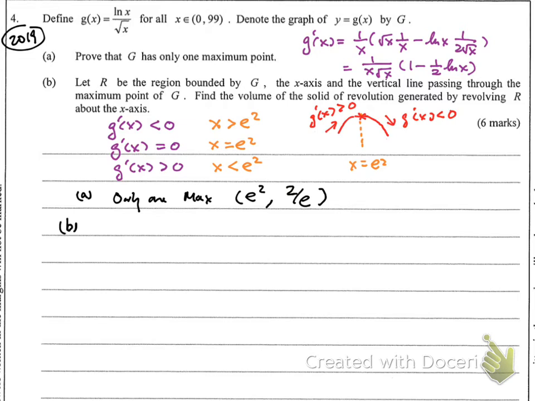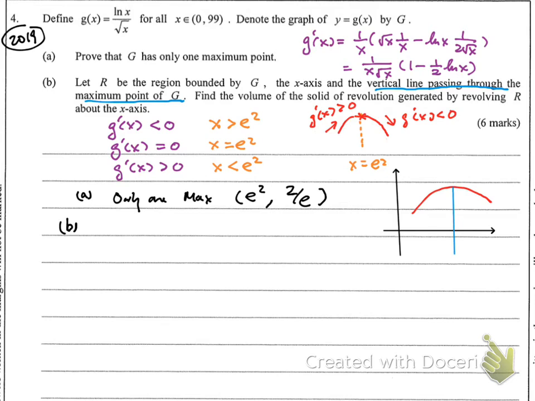Now in part B, there's no diagram, but we want to find the region bound by the curve, the x-axis, and the vertical line passing through the maximum point. Now let's think about the diagram. We have the curve that exhibits a maximum point. We have the vertical line, let me highlight it in green, passing through the maximum point of g. That would be this line.